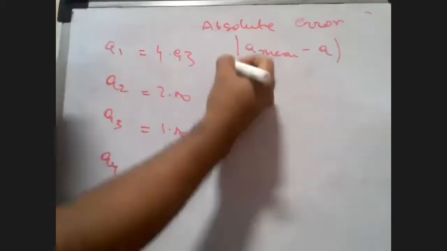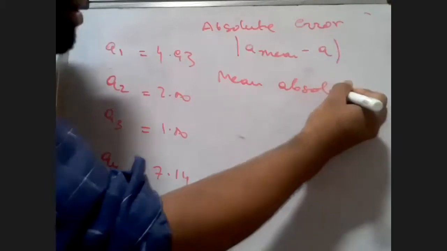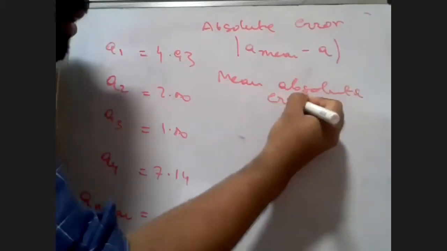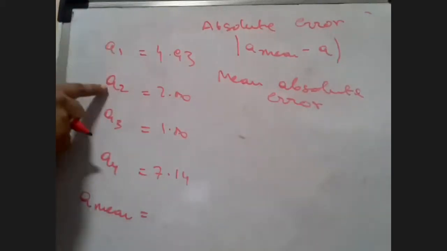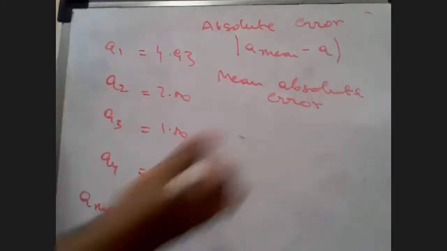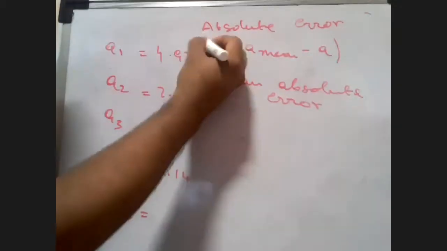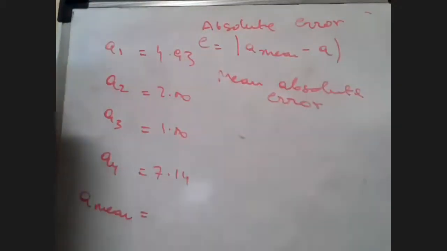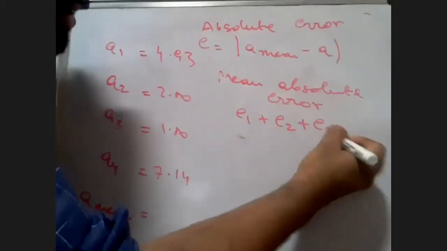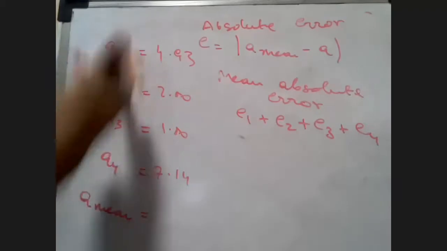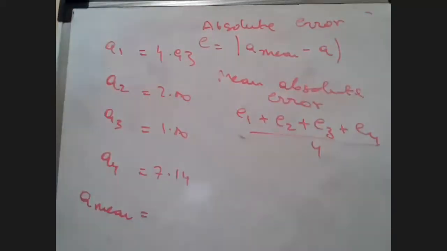Then if I ask you, mean absolute error is going to be what? It is going to be the average of all the errors that you found out between A1, A2, A3, A4, isn't it? So when you found out this absolute error, let's call that E equal to A mean minus A. So you got E1, E2, E3, E4. How many errors can you find out? 4 upon 4. This is going to be the mean absolute error, isn't it?